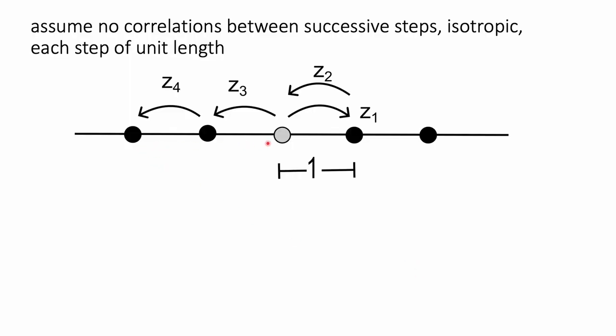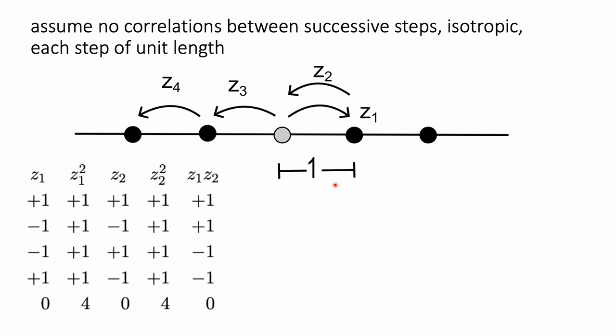Consider now random jumps along a straight line, such that there are no correlations between successive steps. There is isotropy, that means going in this direction is the same as going in this direction, and each step is of unit length. Now, because the jumps happen in random directions, the average distance moved will be zero. Just to illustrate that, Z1, for example, in four successive jumps, it could be along plus 1, minus 1, minus 1, plus 1, and the average of these will be zero. And similarly, this jump Z2 can have plus 1, minus 1, plus 1, minus 1, and on average, the distance moved will be zero. But of course, the square of Z1 will give us 4, and similarly for Z2 will give 4. And products like these, Z1, Z2, again, they will sum on average to zero.